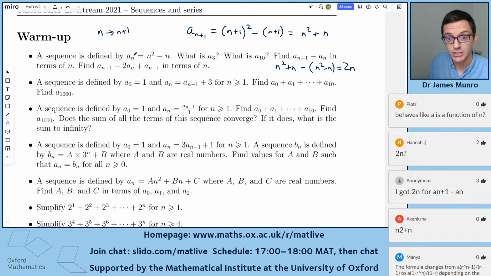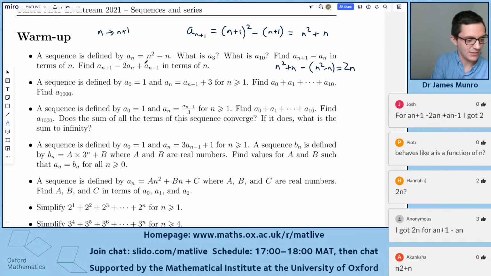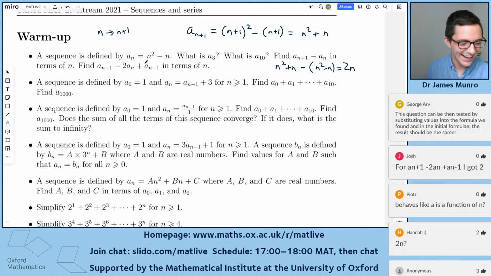Okay, next thing on the worksheet is to work out a_{n+1} minus 2a_n plus a_{n-1} in terms of n, which is some more complicated calculation involving a new object a_{n-1}. Can I have any suggestions from chat of how to get going with this one? Aha, I've got an answer. That's good enough for me. Aha, George wants to take a shortcut. I'm going to call it a shortcut, not a cheat. Substituting values into the formula and the initial formula. Check that it all works.